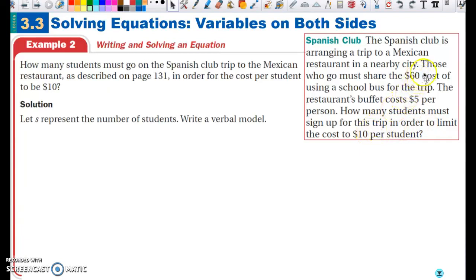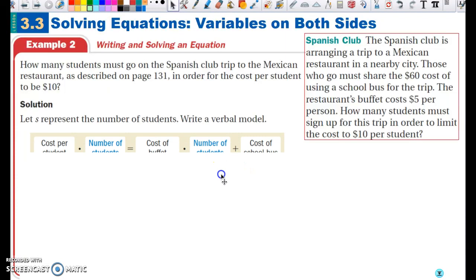In other words, I want the $60 plus $5 per student to be equal to $10 per student. If I use the verbal model, I want the cost per student times the number of students to be equal to the cost of the buffet times the number of students plus the cost of the school bus.